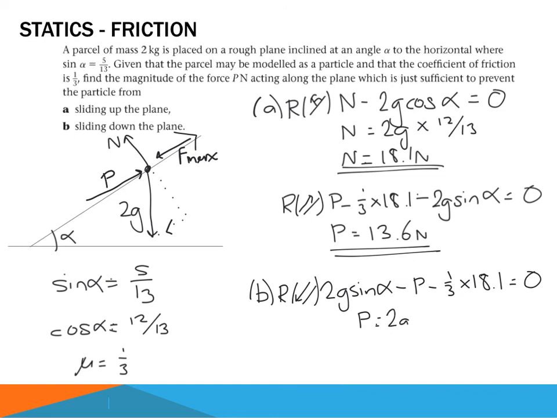So my expression is now going to become 2g sine alpha minus a third times 18.1. Okay, that gives me a very small P force of 1.51 newtons, which is just enough, along with friction, to stop that particle from falling down.